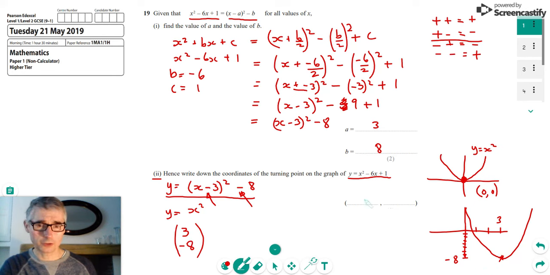So we're going to write that in our little space for the answer. The coordinates of the turning point are 3, -8. There we go. I hope that's been helpful to you.